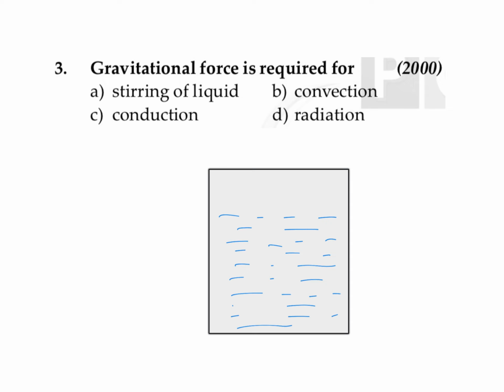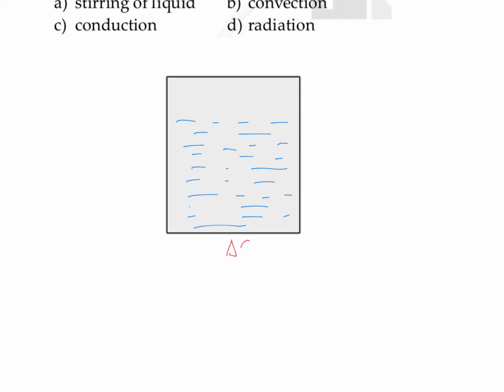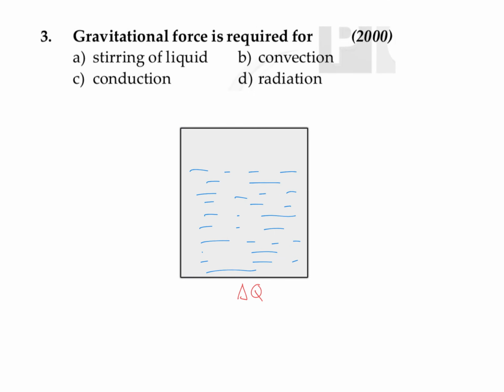But if you're talking about convection, what actually happens is that if you supply some amount of heat energy to some liquid in a container, then the liquid molecules at the bottom of the container will absorb some of that heat energy. So let's say a liquid molecule over here is absorbing heat energy. As it absorbs heat energy, its temperature increases, and then its volume increases.